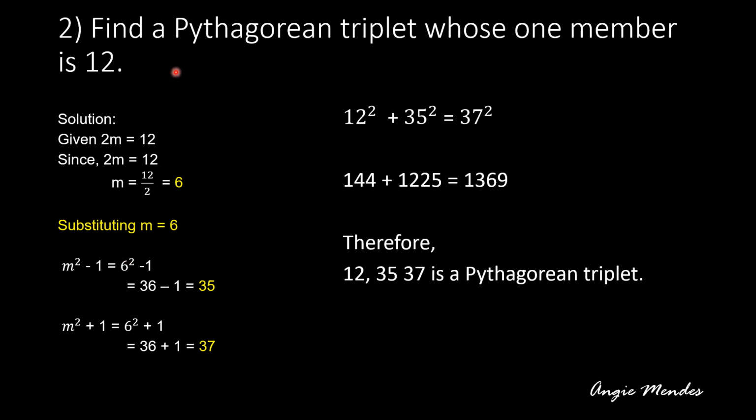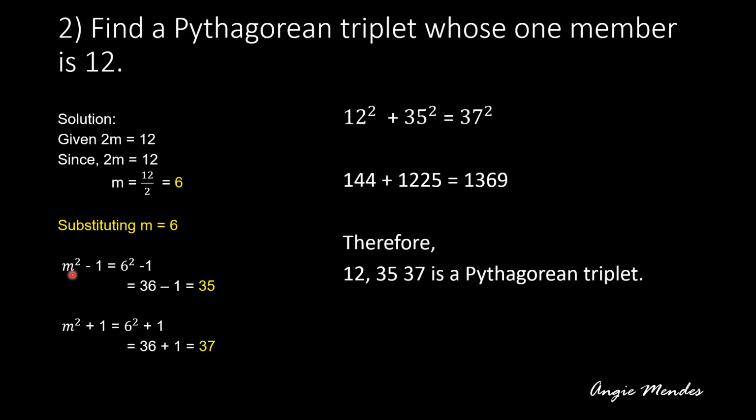Next one, find a Pythagorean triplet whose one member is 12. So one member is given, which is 12. So we will take 2m is 12. Now if 2m is 12, we have to find first the value of m. So we will take 12 divided by 2. This is 6. So what we have found out now is the value of m. But remember 2m is one number, m square minus 1 is one number and m square plus 1 is one number. m is just the value. Okay, so now substituting m is equal to 6, we will find the next number.